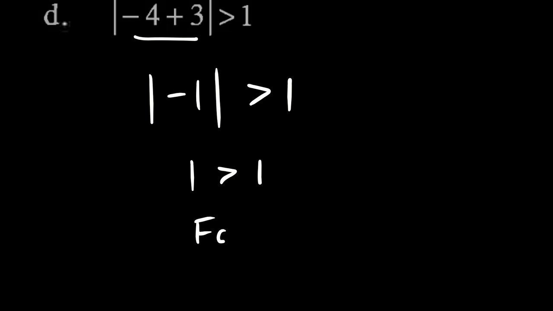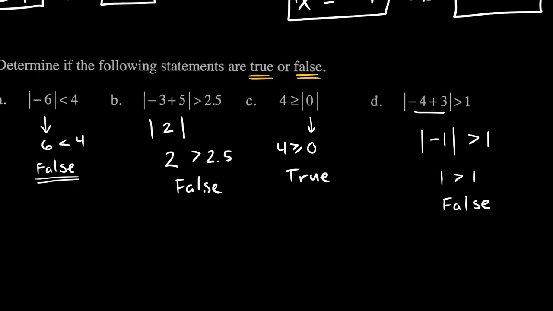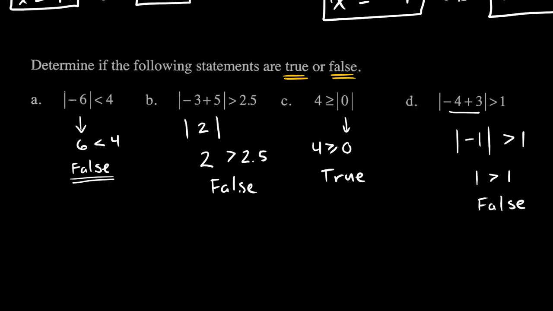1 is not greater than itself, right? 1 is equal to 1. So if it said 1 is greater than or equal to 1, for sure that would be true, but it doesn't say that. It says 1 is greater than 1, which is false. So for this problem, we had false, false, true, false.